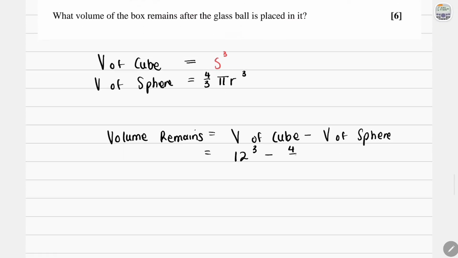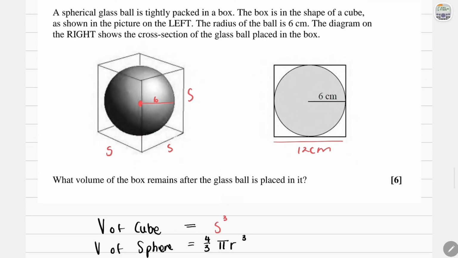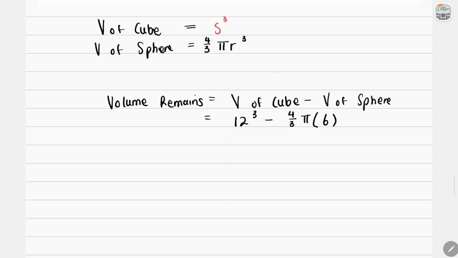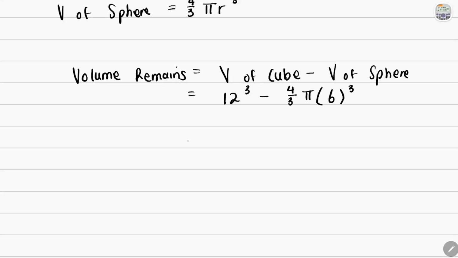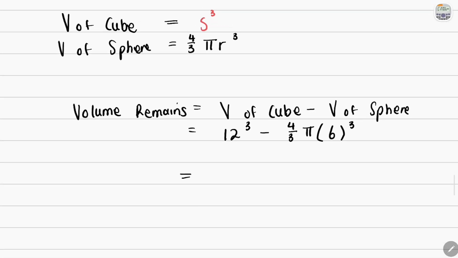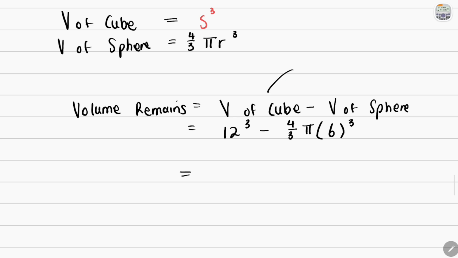Okay, so that's 4/3 pi, and we need the radius, which we know. The radius is simply 6 centimeters. So the radius is 6, and that's all we need to find, and then raised to the power of 3, of course. Before putting it in, let's just find it separately so that we are actually finding what they want us to find. They're going to focus on you telling them what exactly the volume of the cube is and the volume of the sphere. So let's find that separately.